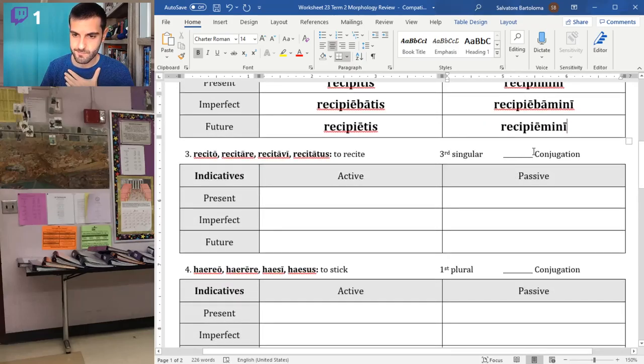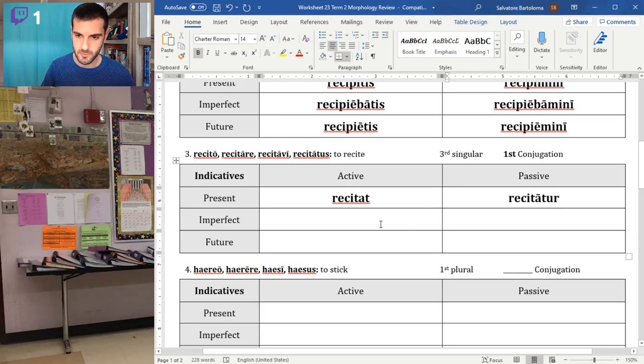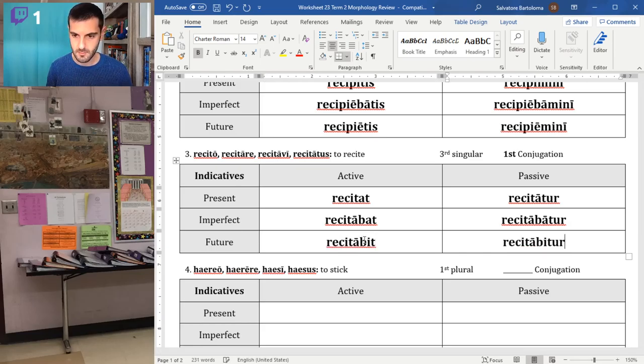First conjugation, second conjugation, come on. Recito, recitare, this is classic first conjugation, right? Third person singular, very common form. You see it all the time. Recitat and recitatur. We get a long mark for pronunciation. Don't worry too much about it. Recitabat. My apologies. My spelling today is awful. Recitabat and recitabatur. And then since it's first conjugation, we actually get to use bo bi bu, recitabit and recitabitur. So we got bat for imperfect, bit for future, and we keep the a as our stem vowel because first conjugation is easy like that.